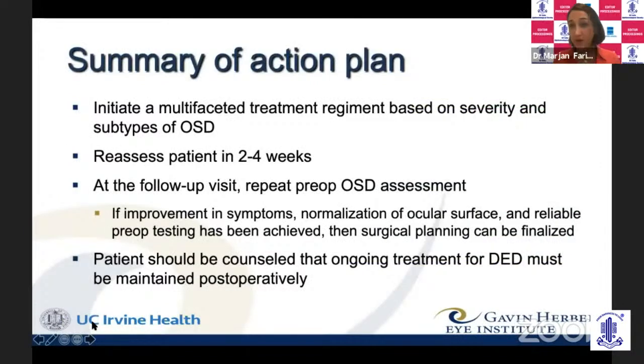So the summary of our action plan is really to initiate a multifaceted treatment, treat the inflammation and the oil glands, and add some kind of regenerative treatment, whether it's serum or Prokera, if there's significant punctate keratitis, to turn that around.